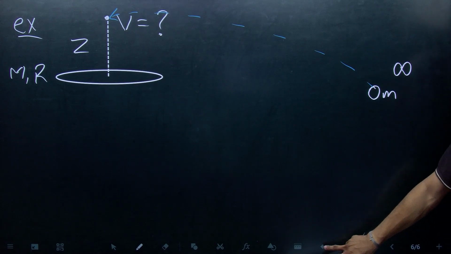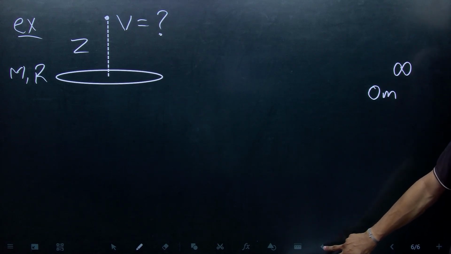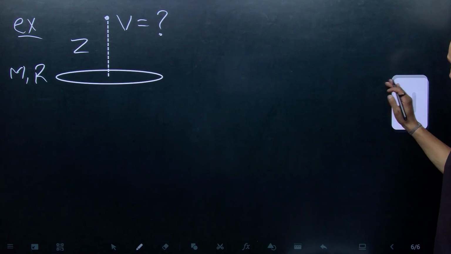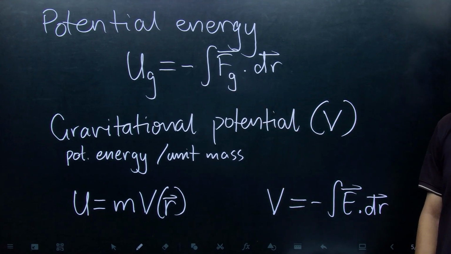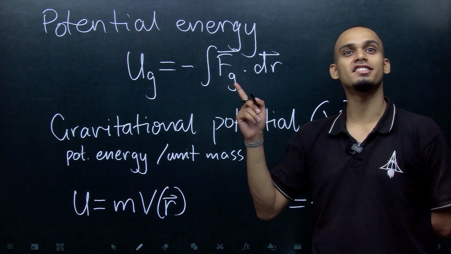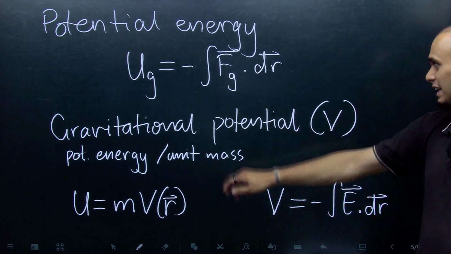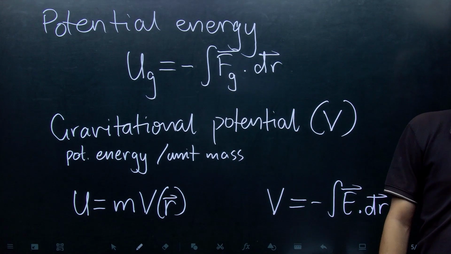Clear? Which is why we have a negative sign, because work done at any point is simply the integral of force. To get a point from infinity, where there is zero energy, to some particular point will give a negative sign.